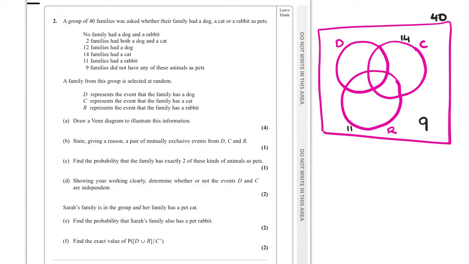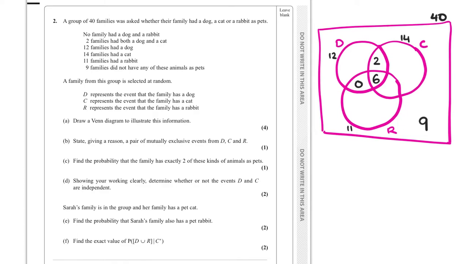14 had a cat, and 12 had a dog. Okay, so I need to add all these up. 12 plus 11 plus 14 is 37. How many is over? 6. So that's how we know that 6 goes in the middle, because what should they all add up to? 31. They all added up to 37. Then we'll start. 2 families had both a dog and a cat. So you know there's 2 families here that had a dog and a cat. No family had a dog and a rabbit.